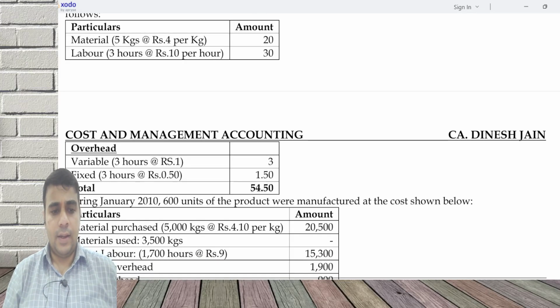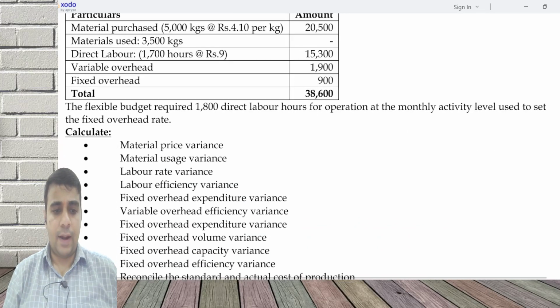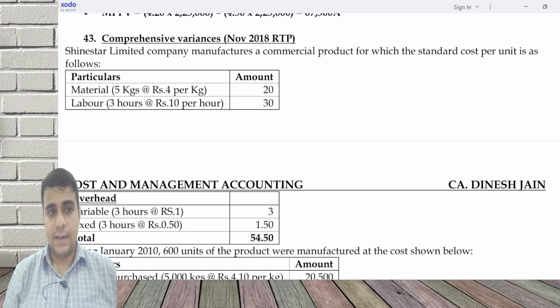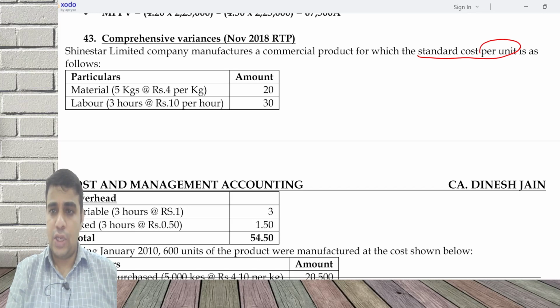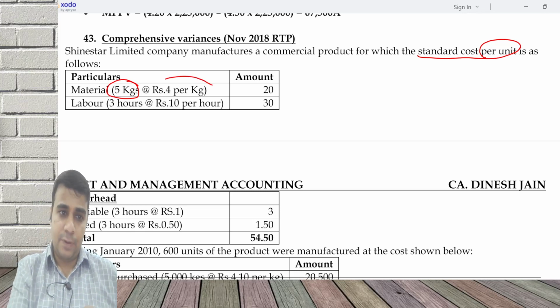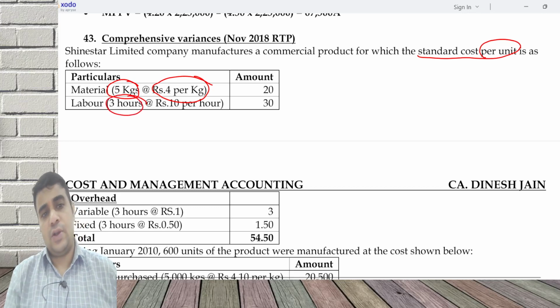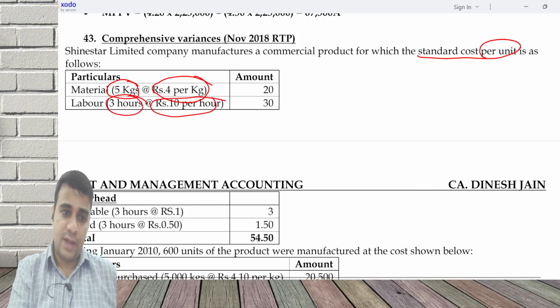Okay, I'll get into the explanation part. They've asked for so many variances in the question, and there is some reconciliation also needs to be done. So let me first explain the question. Shine Star Limited manufactures a commercial product for which the cost per unit is given. So this is very simple. Material 5:1 is the input output ratio. Standard price is 4. Labor standard is 3 hours equal to 1 unit. SR is 10 per hour.